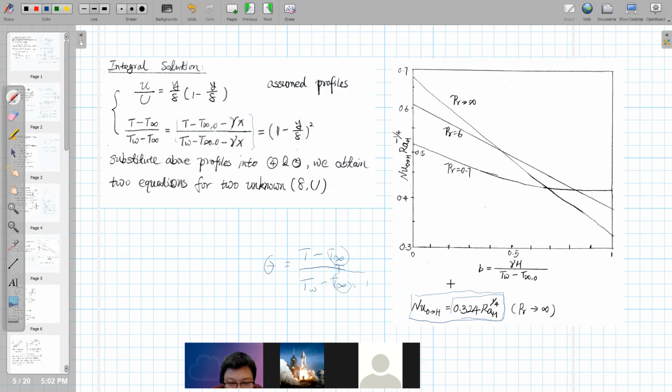So you can see that with this thermal stratification, your heat transfer rate actually is reduced, because the temperature gradient between the wall and the free stream is reduced. So let me use our previous notes to find what the Nusselt number is without the stratification effect.